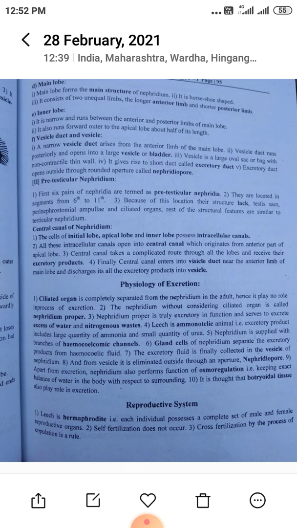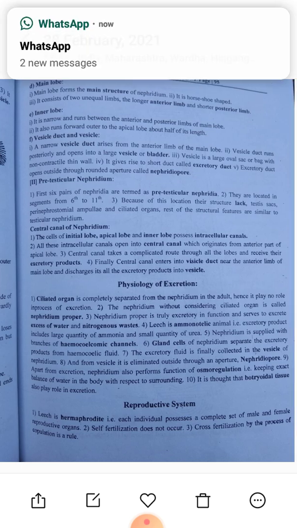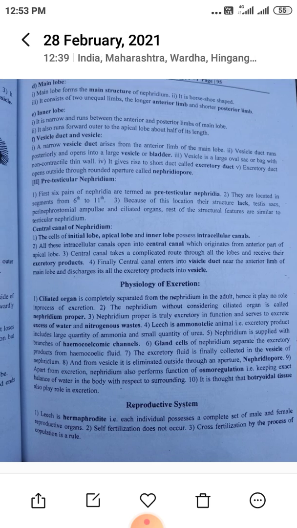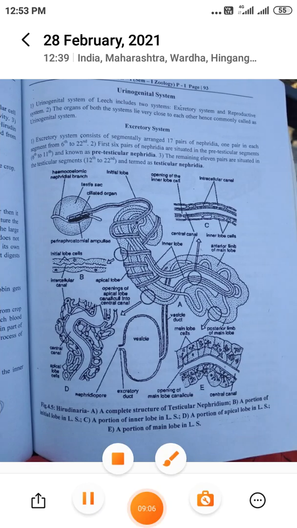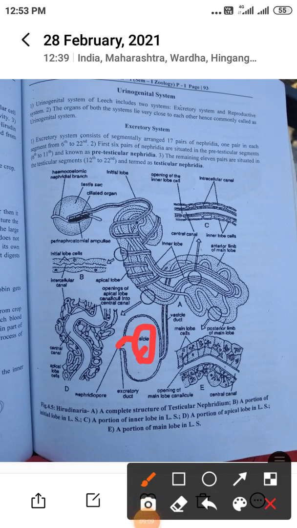A narrow vesicle duct arises from the anterior limb of the main lobe. The vesicle duct runs posteriorly and opens into a large vesicle chamber, also called the bladder. The vesicle is a large oval sac or bag with a non-contractile thin wall. It gives rise to a short duct called the excretory duct. Here it stores some amount of excretory product. The excretory duct opens outside through a rounded aperture called the nephridiopore. This is the vesicle and excretory duct which opens into the nephridiopore. This is the nephridiopore.